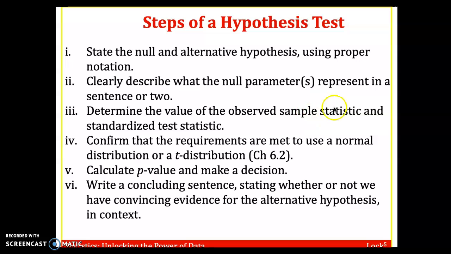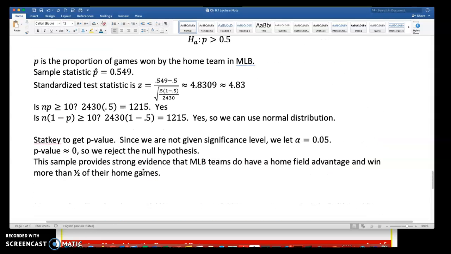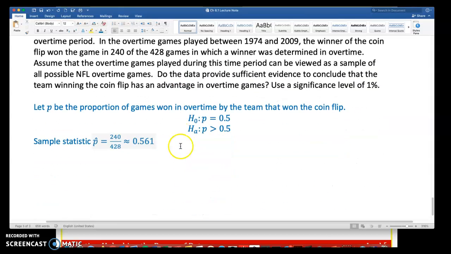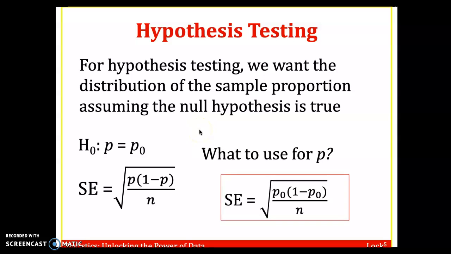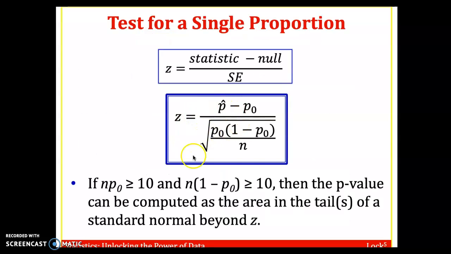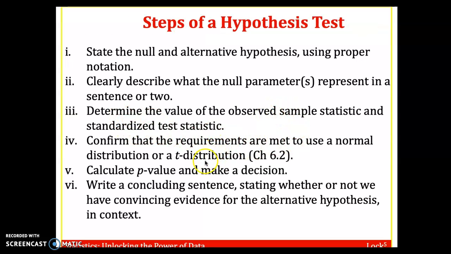So we've got part 3 on here. We've got the sample statistic. Now the standardized test statistic. Go back up here. Actually, I'll put my slides right here. So this right here is my formula for the standardized test statistic: p hat minus the null value, and then divided by the square root of the null value times 1 minus the null value over the sample size. So I'm going to use this in my standardized test statistic formula.